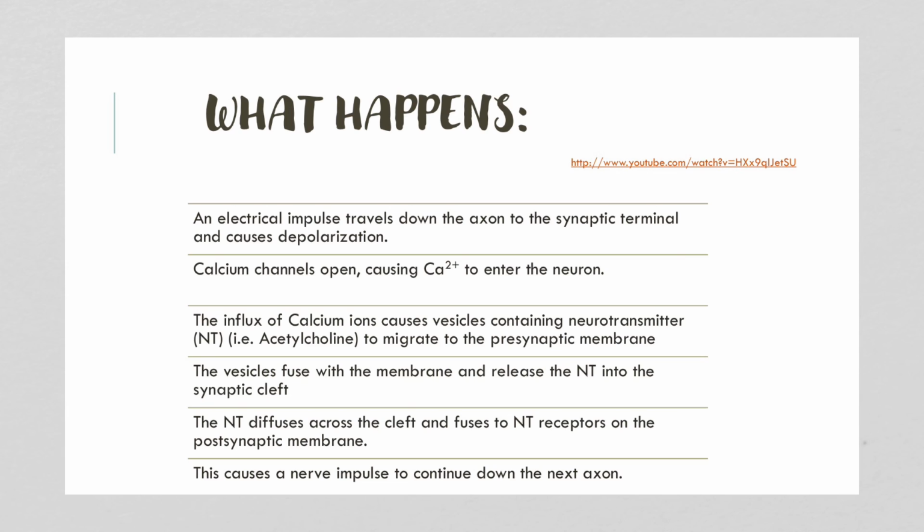The neurotransmitters will go across the space and bind to the receptors for that neurotransmitter on the postsynaptic membrane. And that will cause a nerve impulse to continue down the next axon, or if it's at a muscle fiber, it'll cause the muscle fiber to react.